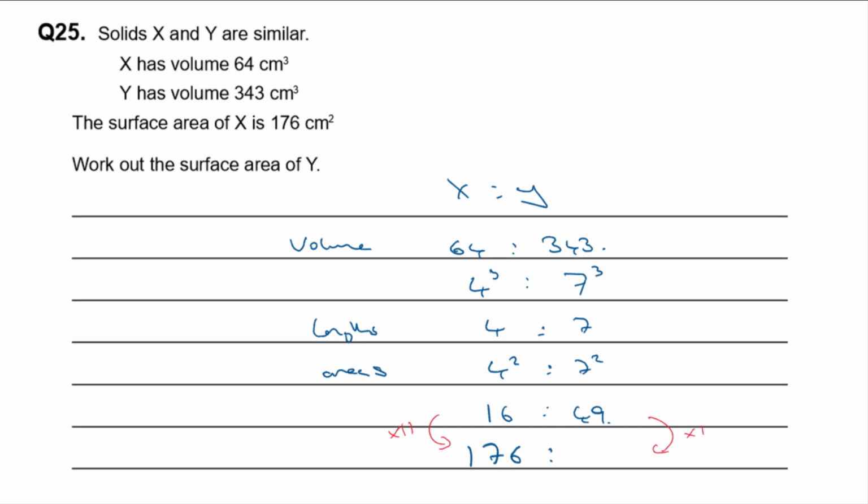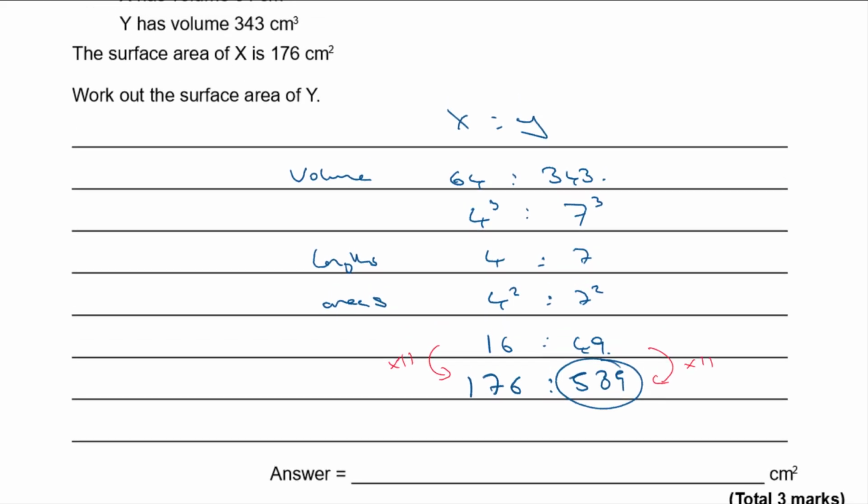So if I times this one up by 11, 10 49s would be 490, and another 49 would be 539, I believe. Okay, so then that is going to be my surface area for Y, 539. So that's my answer, 539.